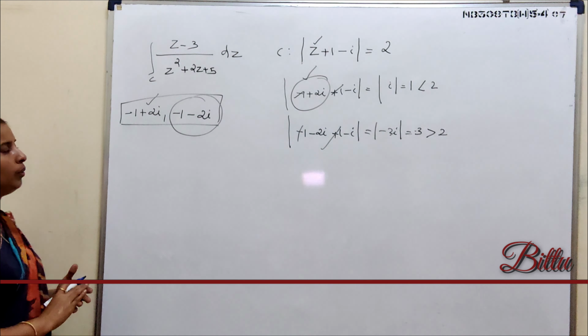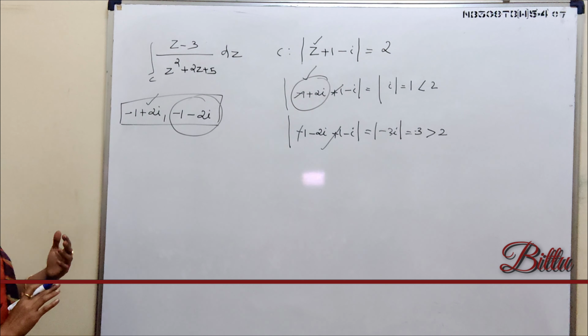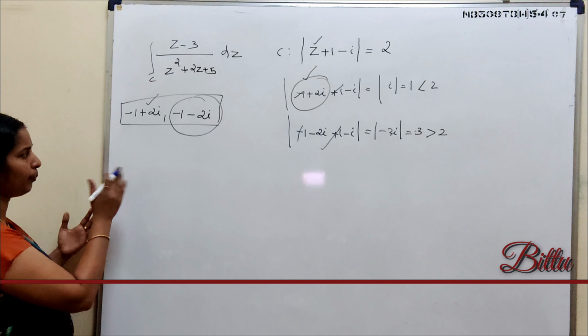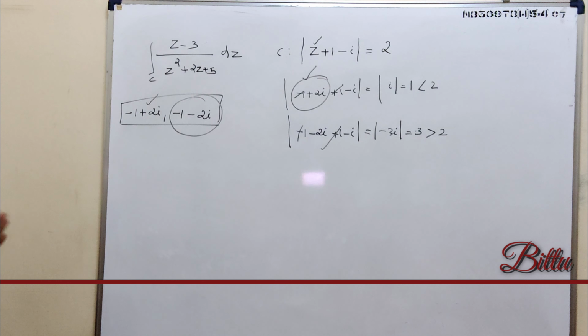So the only pole within C is minus 1 plus 2i. Here it has both real and imaginary parts. In such cases, you have to make another notation for indicating these poles. See, in the previous questions, it was either the real part or the imaginary part. Here, it has both real and imaginary parts.